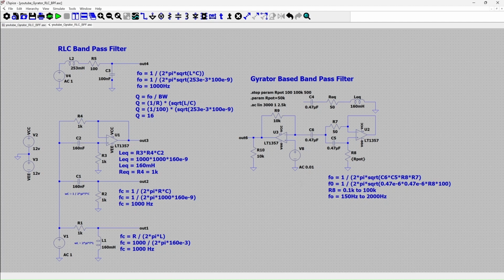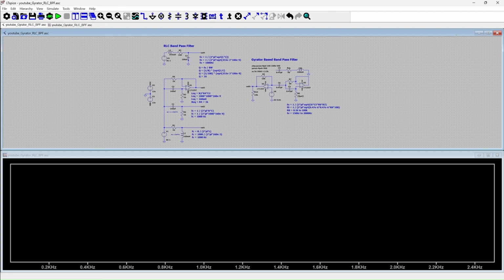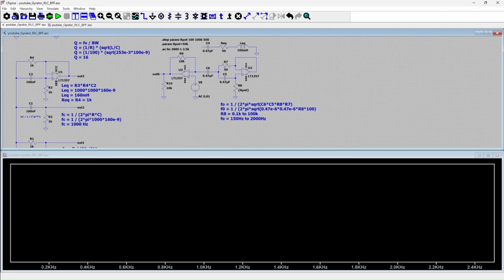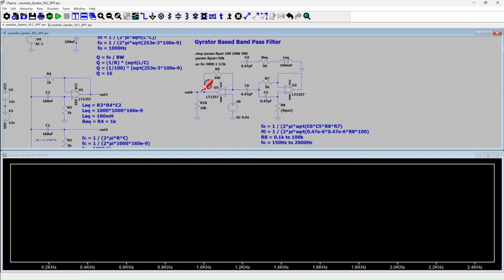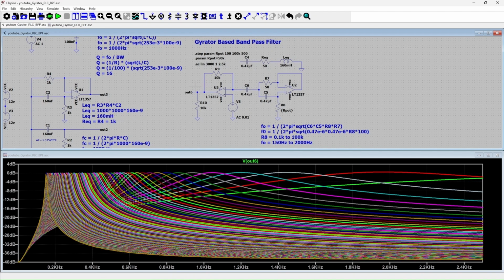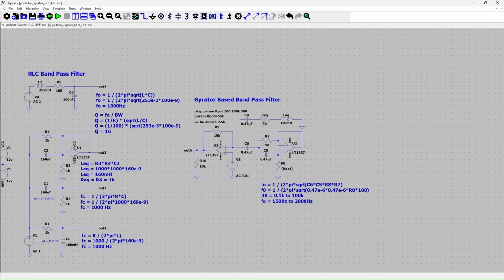So let me run this filter. Actually, I've already run this filter because the simulation takes some time. I'm just going to show you the results. So my guitar input is going to this amp and the output is coming from here, and this part is acting as a band pass filter. Let me just check what the output is. And here you can see a band pass filter whose center frequency is changing depending on the value of the resistor here, and it is going from as low as 150 hertz to almost 2 kilohertz. And this is exactly what is done by a wah pedal. This circuit is the backbone of a wah pedal. Next, we will implement this in Python code.